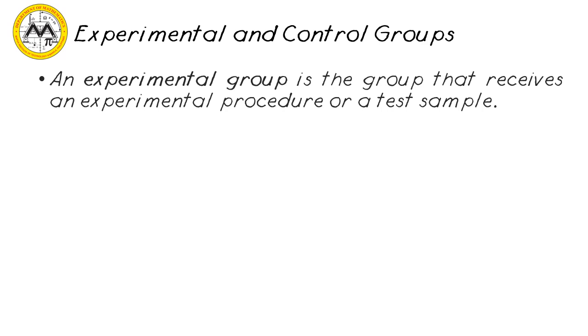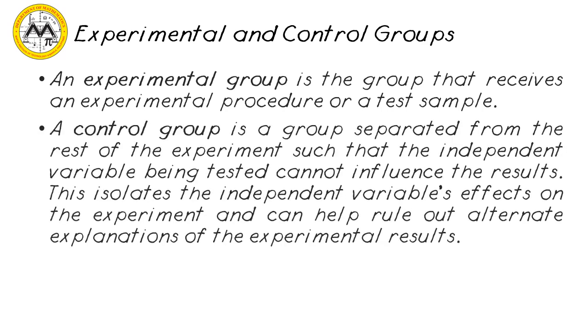An experimental group is a group that receives an experimental procedure or a test sample. While on the other hand, a control group is a group separated from the rest of the experiment such that the independent variable being tested cannot influence the results. This isolates the independent variable's effect on the experiment and can help rule out the alternate explanations of the experimental results. So basically for experimental and control groups, we will be having two groups.